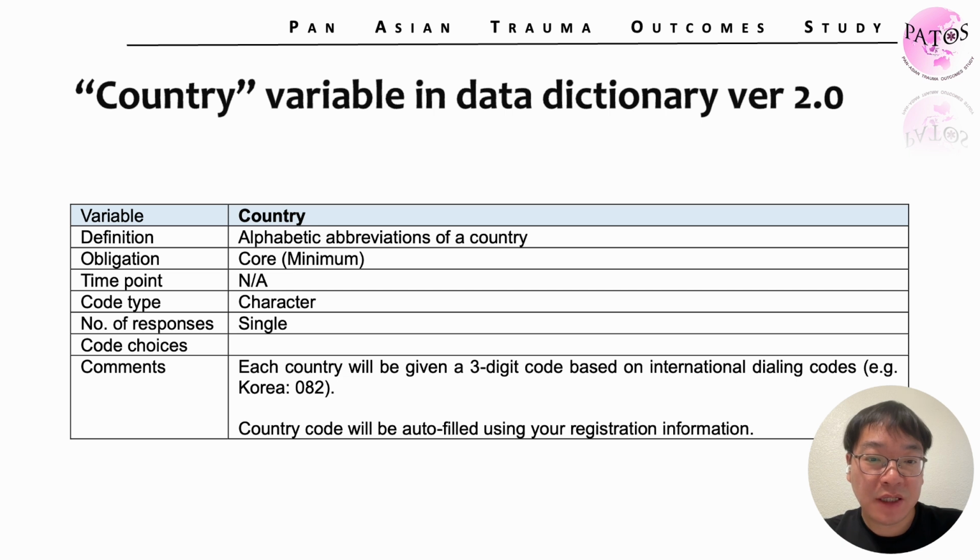This variable is a core obligation variable, and time point is not applicable, and code type is character, and number of responses is single, and there are also comments for this variable. Each country will be given a 3-digit code based on international dialing codes. For example, South Korea 082. Country code will be auto-filled using your registration information.